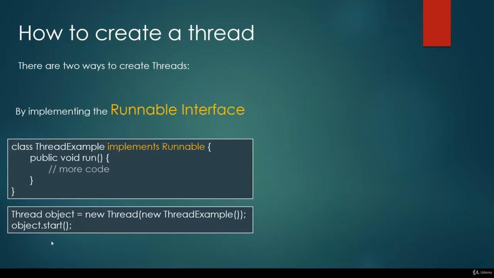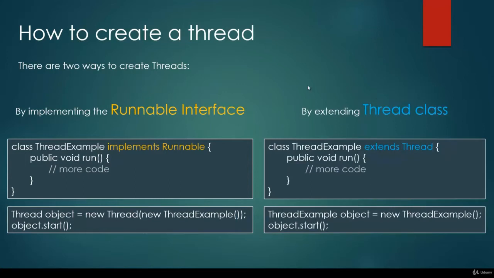And as you can see, if we call object.start, this is how we can make sure that the thread is going to do the operations we have defined in the run method. Okay, another way is to use the thread class. So we can create a thread example class, and it can extend the thread class. Again, we have to override the run method, and we can instantiate the thread example like this. And because this thread example extends the thread, we can start it with the help of the start method. So there are two ways to create a thread: implementing the runnable interface or extending the thread class.